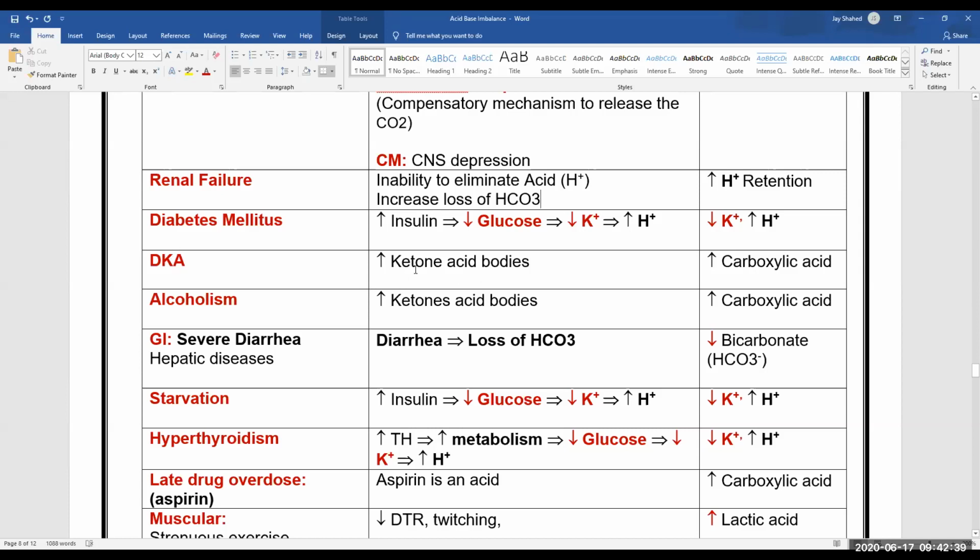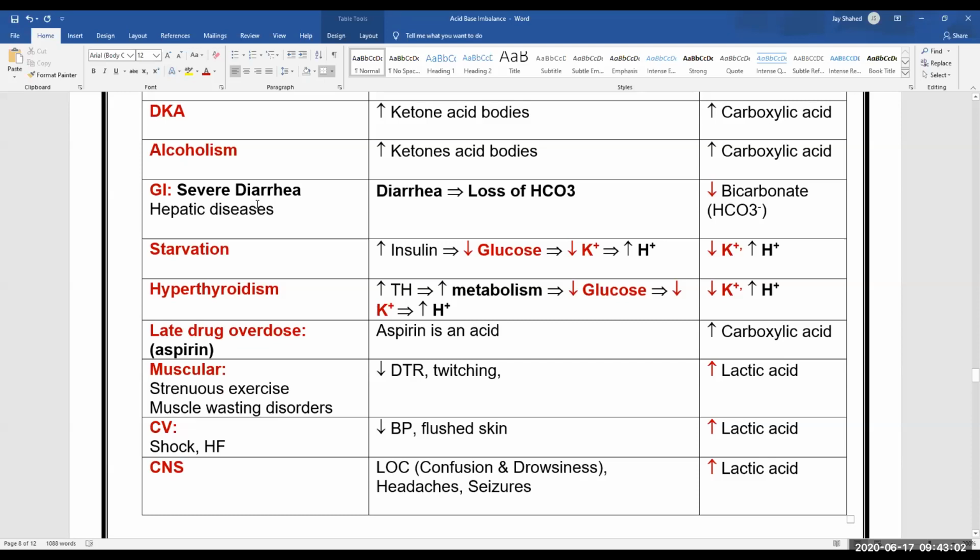ketones, we have extra ketones. When you have extra ketones, it is an acid, and it's made out of carboxylic acid. So when you have extra ketones, you're going to have extra carboxylic acid, and that's acidosis right there. Same thing as alcohol. When you take too much alcohol, you're going to end up having acidosis because of the ketones.